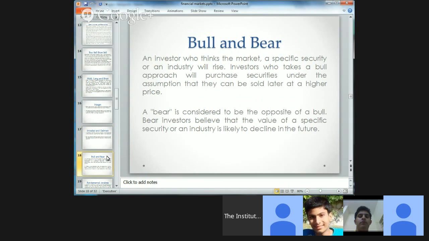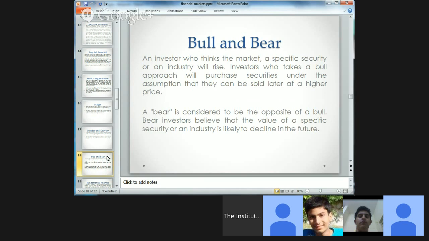There is another concept in the market, which is the bull and the bear. Bulls are basically investors who think that the market and the industries are going to go up. He's an optimistic person. He always believes that the market is going to move up. And the bears are the opposite of a bull.